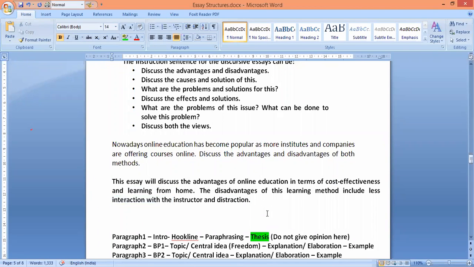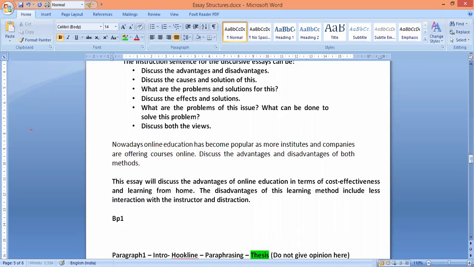Now in BP1, what will I discuss? What am I supposed to discuss in BP1? Advantages: cost effectiveness and learning from home. These two advantages. And the example should be of any one of them. Try to give the example of the latest one. If you write cost effectiveness first and learning from home after, the example should be learning from home.